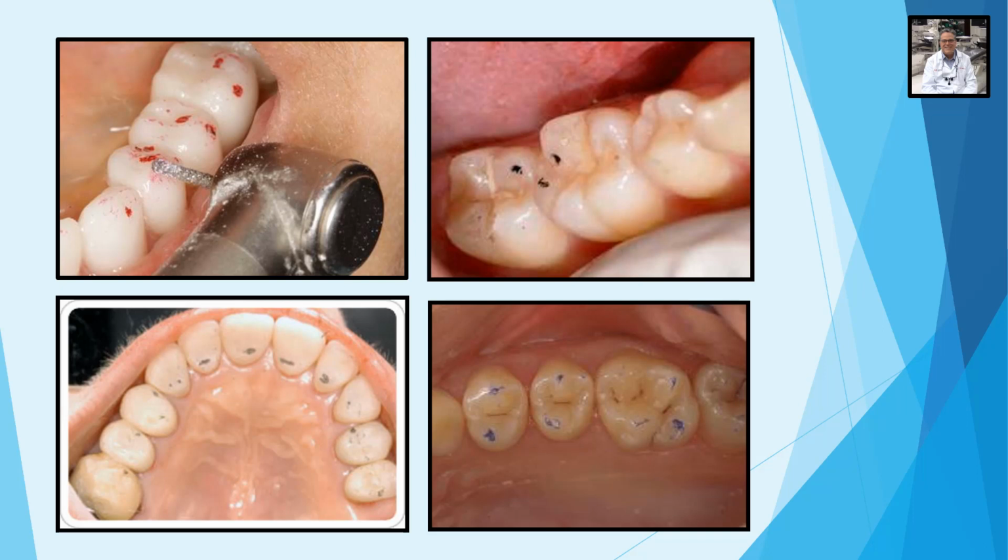Examples of some post-equilibration. Notice the bottom left, those nice cingulum contacts onto those crowns. You see they're almost little ledges that were created to make it as horizontal as possible.